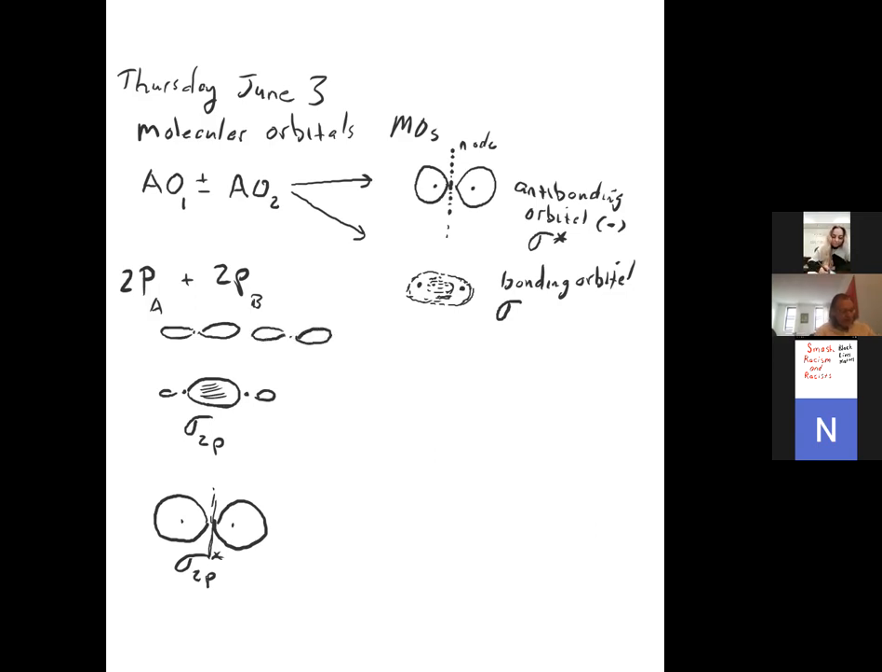Okay, and a reminder again, we said that if you can draw a line through both nuclei and through the orbital, then it's a sigma. That's how we define a sigma, that you can draw a line through both nuclei and through the orbital. Okay, so this is your star because it's antibonding.